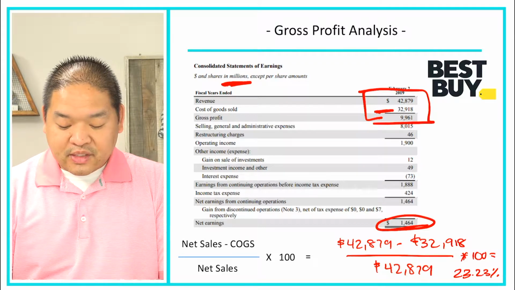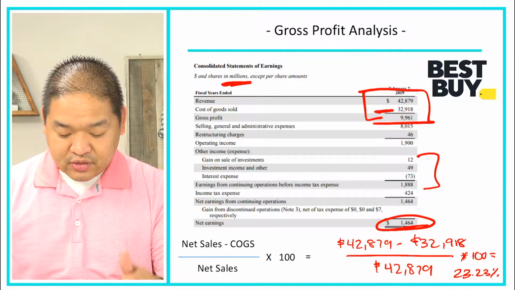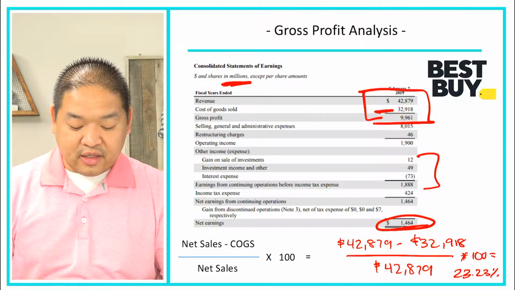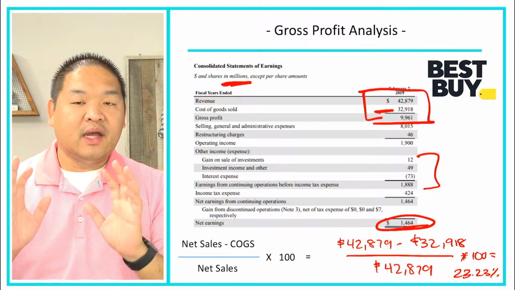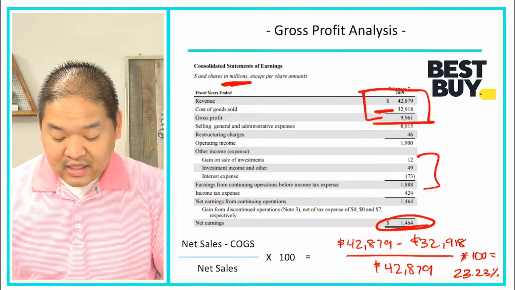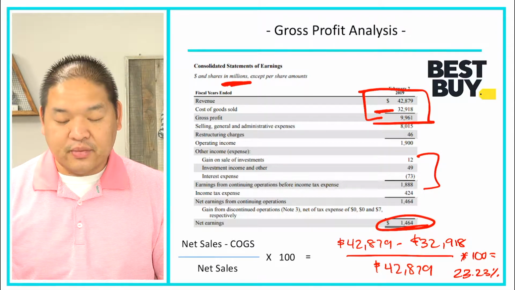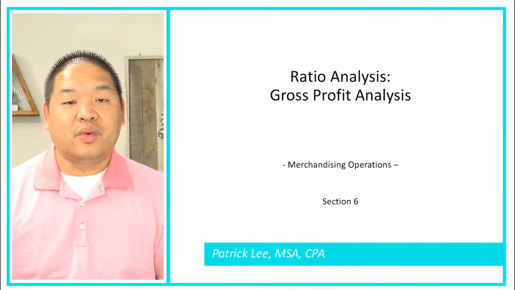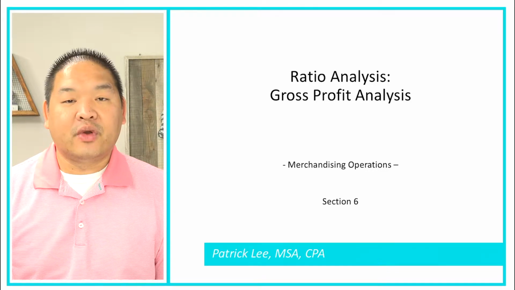So there are some other things here that are a little bit more advanced. We won't really talk about them here, but those are things that happen like gain on sale of investment income, and interest expense. But those are another topic for another day. So that is kind of where we are. Gross profit percentage for Best Buy for this year would be 23% or 23.23. So hope you enjoyed this walkthrough of ratio analysis of the gross profit percentage, and we will see you in the next video.